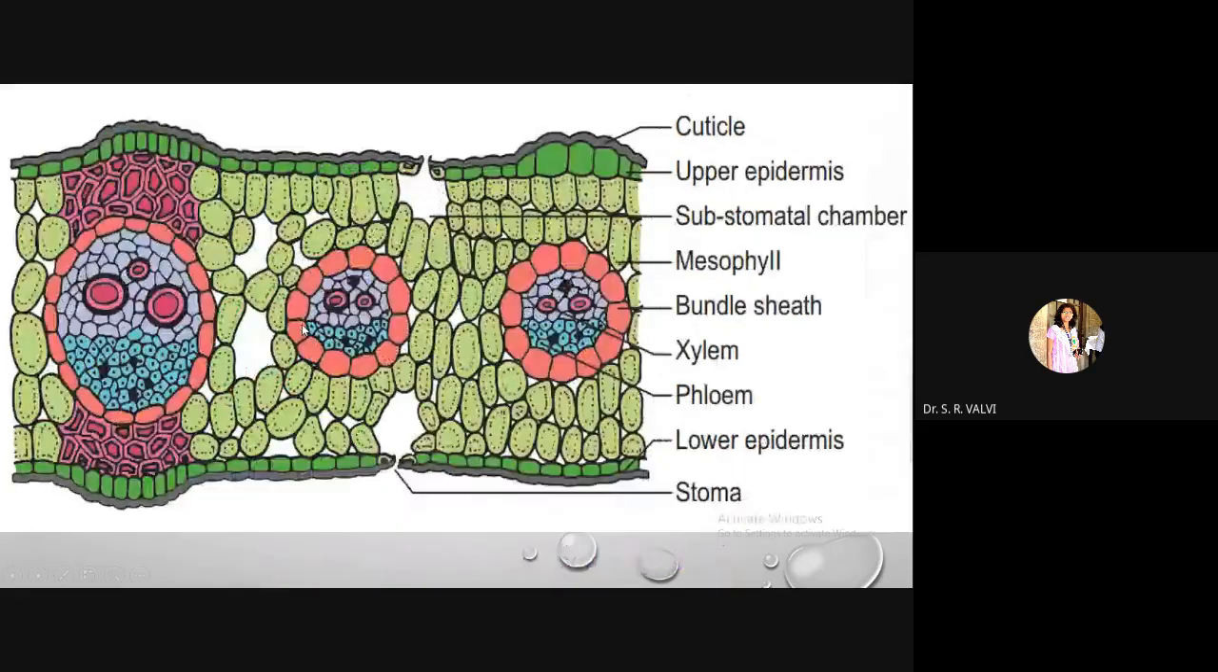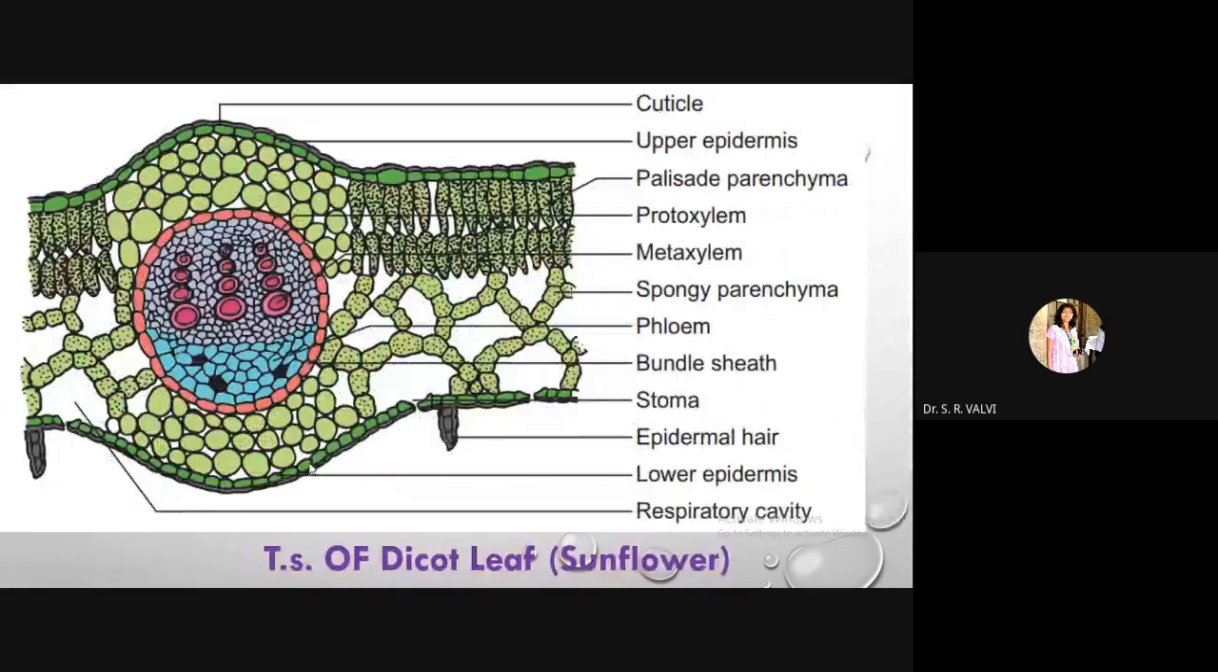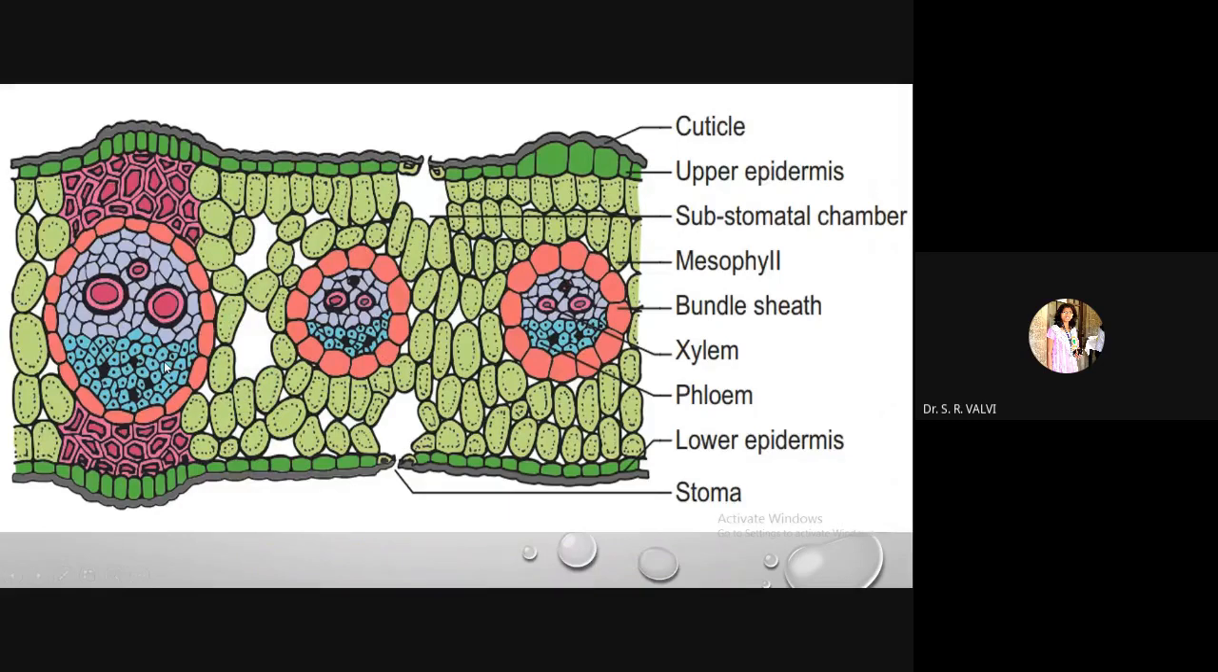Next, come towards this monocot leaf. Here I'm going to explain one more characteristic. In the case of dicot, the arrangement of xylem is in a single line: metaxylem, protoxylem. But in this monocot leaf, there is no such arrangement of the vascular bundle. One more characteristic: are you observing, see my cursor here.